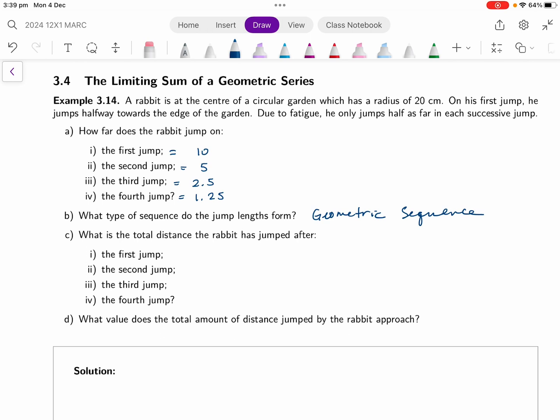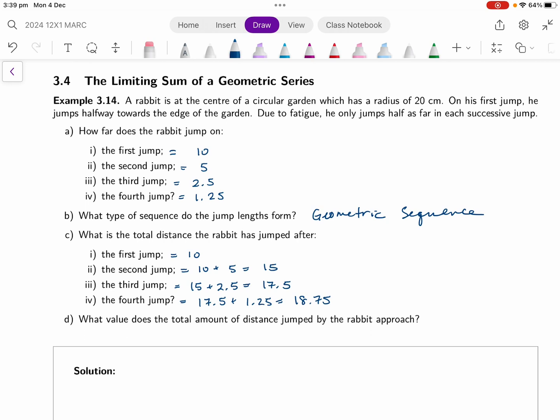And when we talk about the total distance that the rabbit has jumped, on the first jump he's only jumped 10 centimeters. It's quite a small garden. The second jump, 10 plus 5, so 15 centimeters. On the third jump, 15 plus 2.5 centimeters more, so 17.5. And then one more time, 17.5 plus 1.25 is 18.75.